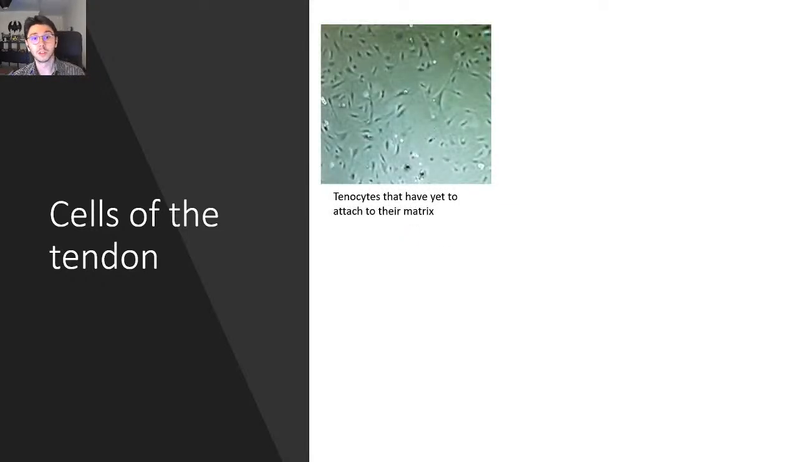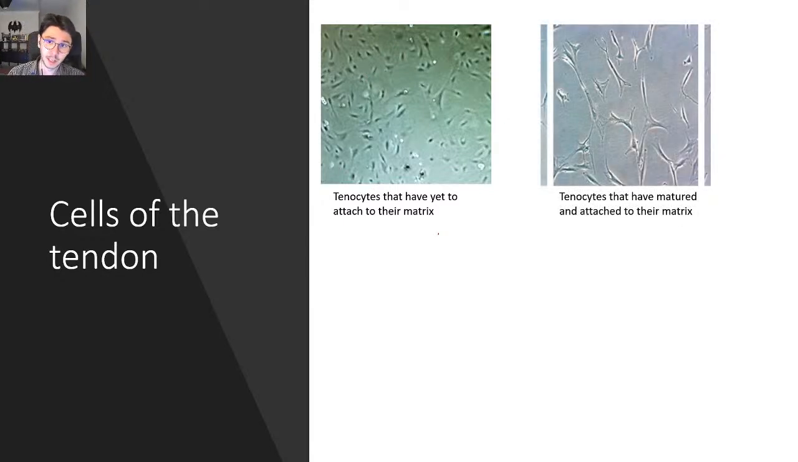So we talked about the extracellular matrix. We talked about the way the tendon is, the hierarchies of the tendon. Now we look at the cells which produce this. So first thing here are some tenocytes that I cultured. And as you can see here, these tenocytes have yet to attach to their matrix, right? They're sort of free-flowing. This is what we're looking at right here. Some have little sharp blades like this, but they're mostly quite circular. You know, they haven't attached yet.